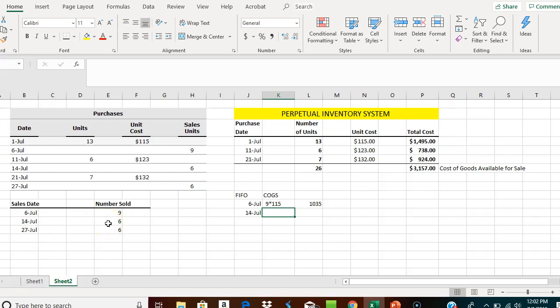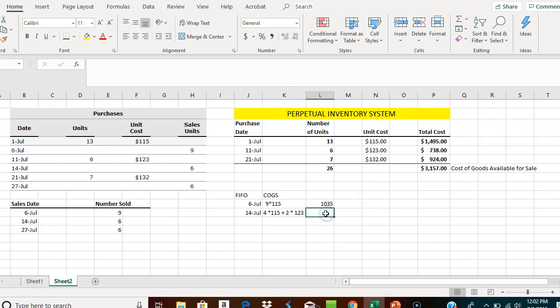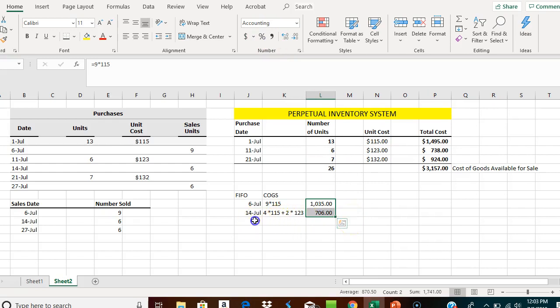On July 14th, we sold 6 units. Which 6 units did we sell? Well, we're going to sell the 4 remaining from July 1st, and those are at 115 each. And then we're going to sell 2 of these 6 from July 11th that cost 123 apiece. So we got 2 of those units at 123. To get our cost of goods sold, it's the 4 times 115 plus the 2 times 123. Therefore, our cost of goods sold for July 14th would total $706.